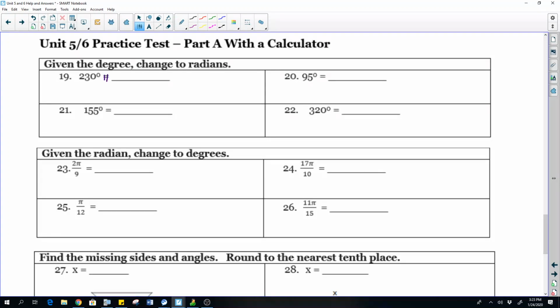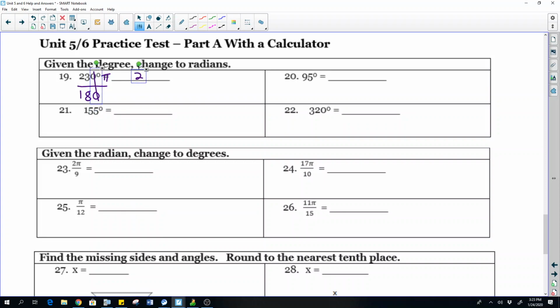So again, you're going to go ahead and times by pi and divide by 180. Remember? Because what does a degree need to become a radian? It needs a pi. Cool. And then we can divide by 10, divide by 10. So number 19 is just 23.